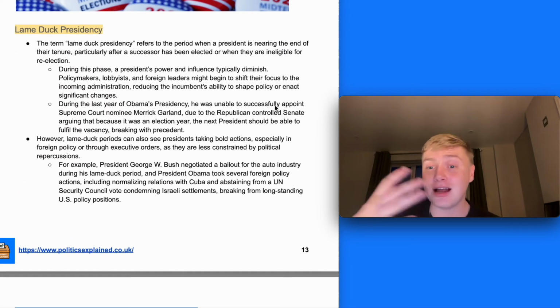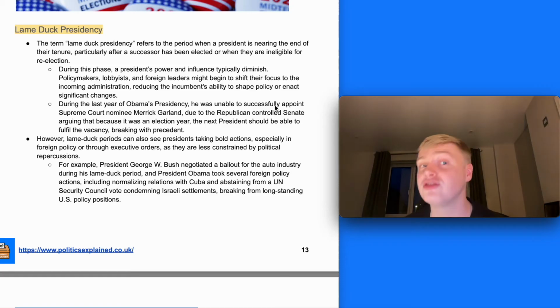And the final key thing we're going to have a look at in terms of timing is the lame duck presidency. And this refers to the period when a president is nearing the end of their tenure, particularly after a successor has been elected, and when they're ineligible for re-election. And during this phase, the president's power and influence typically diminishes. So policymakers, lobbyists, foreign leaders might begin to shift their focus to the incoming administration, reducing the incumbent's ability to shape policy or enact significant changes.